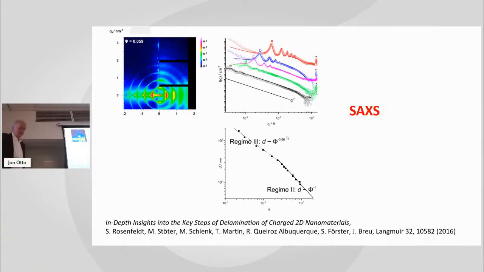Then you use X-rays to measure that also. But now you work at much larger distances, so you use small angle X-ray scattering instead of the wide angle X-ray scattering as we use in the crystalline swelling case. These are typical small angle X-ray scattering signals from a nematic suspension of a clay. And you see here the concentration dependence of the distance between the platelets in the nematic phase.